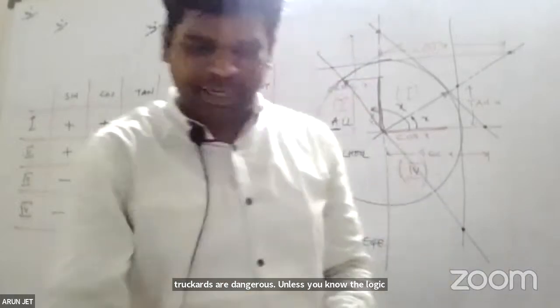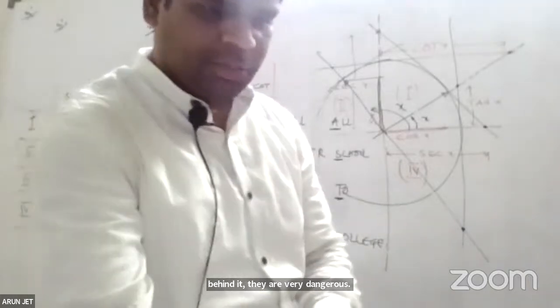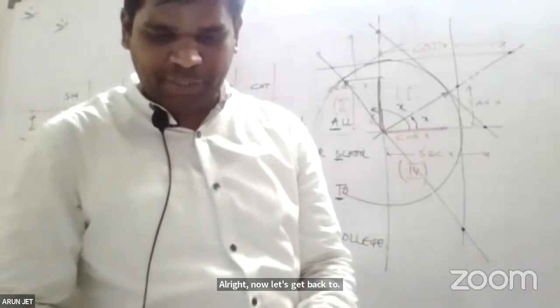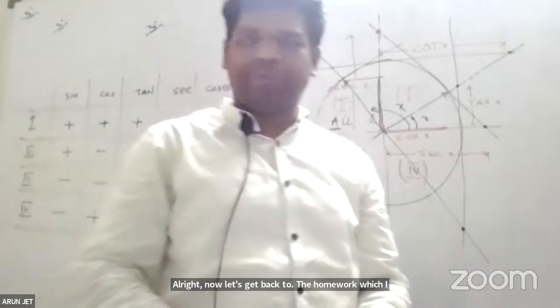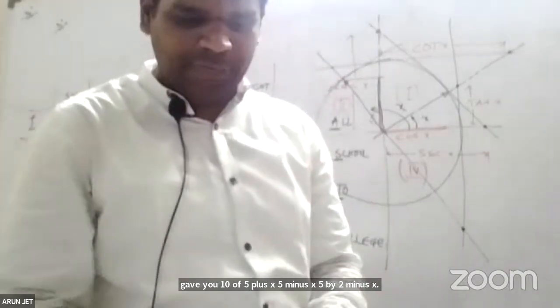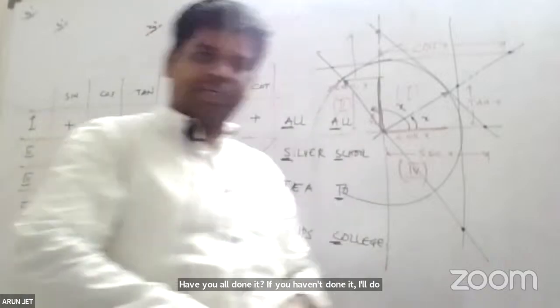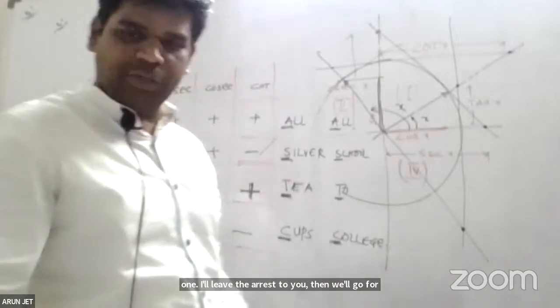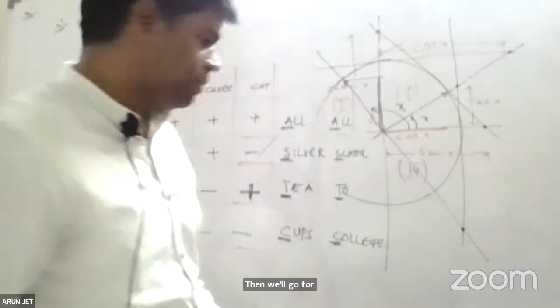All right. Now let's get back to the homework which I gave you. Tan of pi plus x, pi minus x, pi by 2 plus x, and pi by 2 minus x. Have you all done it? If you haven't done it, I'll do one. I'll leave the rest to you. Then we'll go for graphs, because we need to complete graphs as well today.